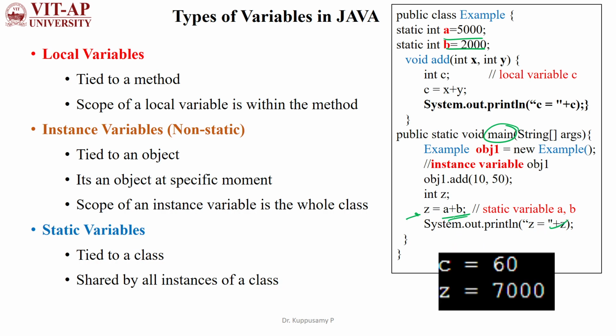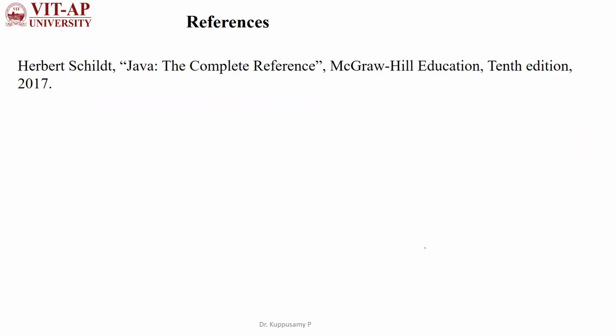The output of this will be here. When you call obj1.add, you will get this result. The result is 10 plus 50, which we pass to x and y respectively. When we add x plus y, you get 60. Likewise, here a is 5000 and b is 2000, static variables. These static variables are passed to the statement z equal to a plus b. So the z value is printed as 7,000. These are the types of variables which we mostly use inside the Java programming language.